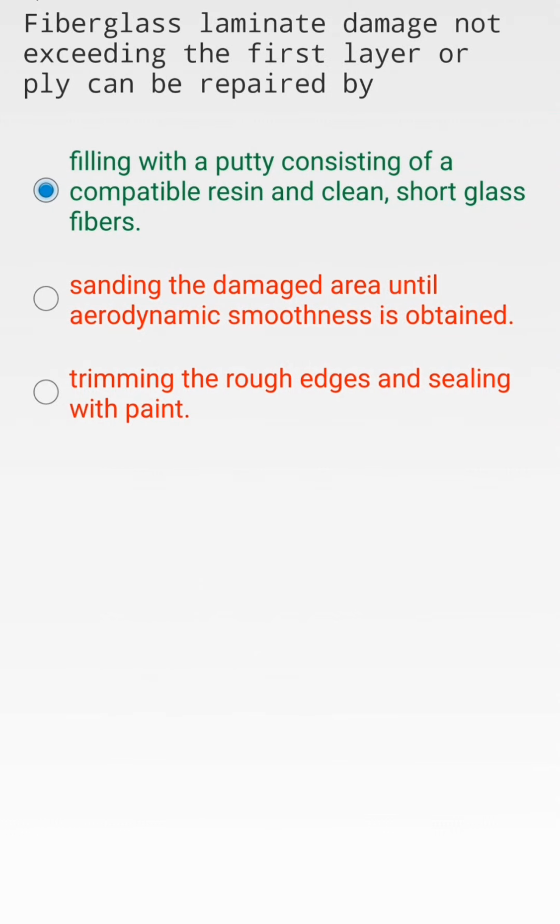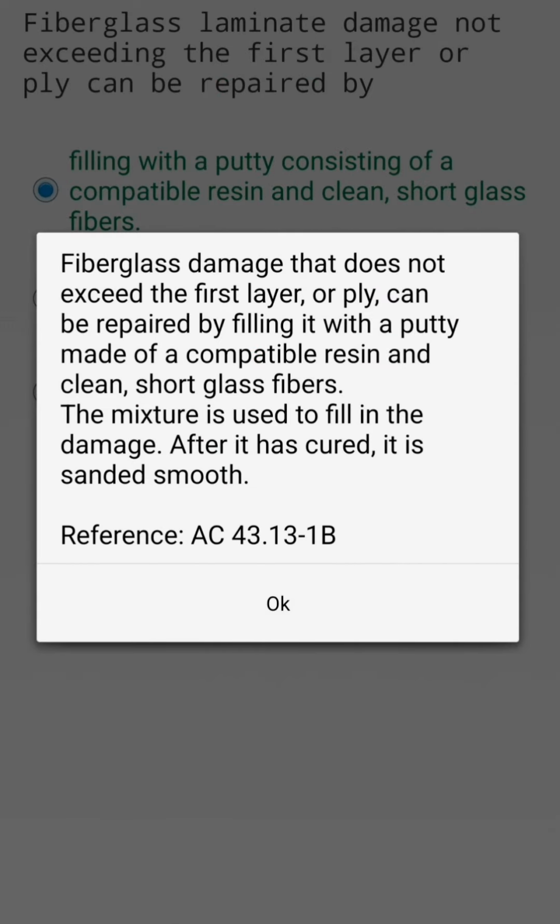Fiberglass laminate damage not exceeding the first layer or ply can be repaired by filling with a putty consisting of a compatible resin and clean, short glass fibers. Fiberglass damage that does not exceed the first layer or ply can be repaired by filling it with a putty made of a compatible resin and clean, short glass fibers. The mixture is used to fill in the damage. After it has cured, it is sanded smooth.